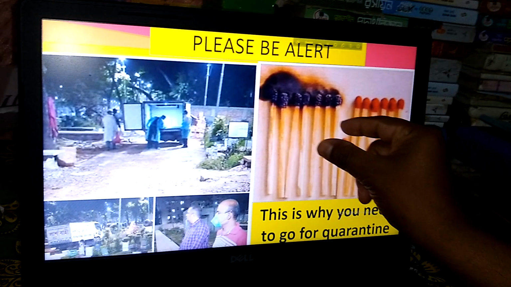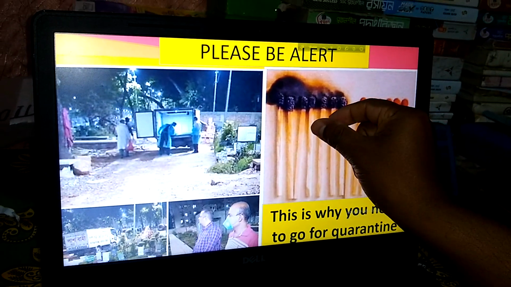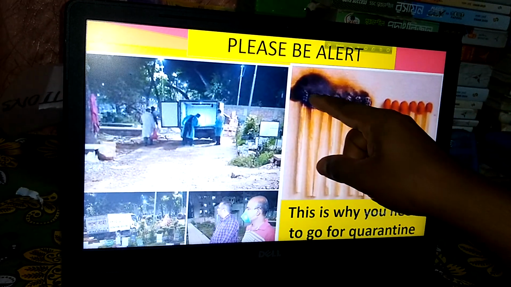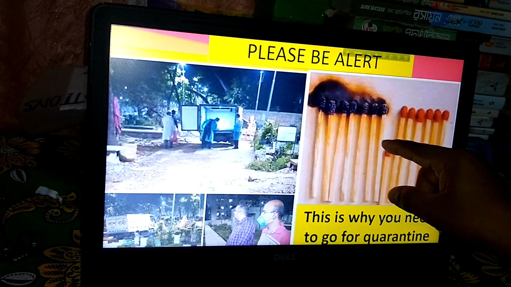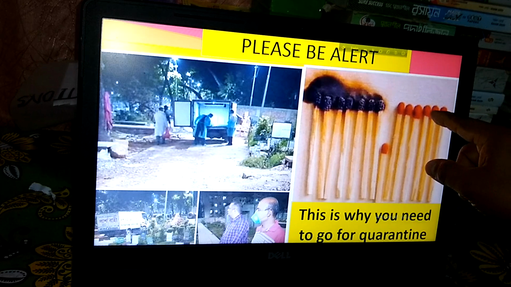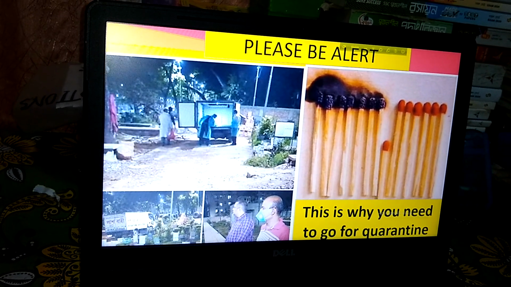If you go to quarantine, then what help? If there are some sticks very close together, the fire spreads. The fire burns them very quickly, but if there is some gap, it can't move from that place. This is why you need to go for quarantine.